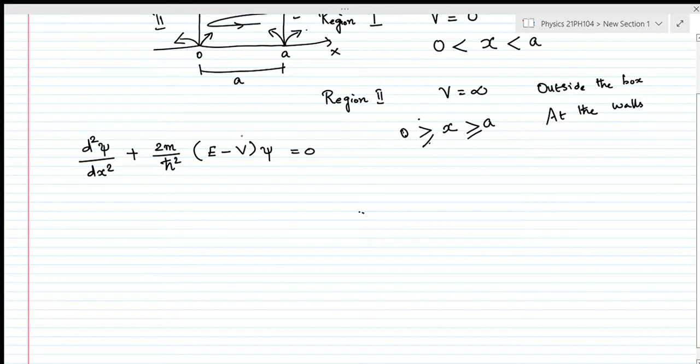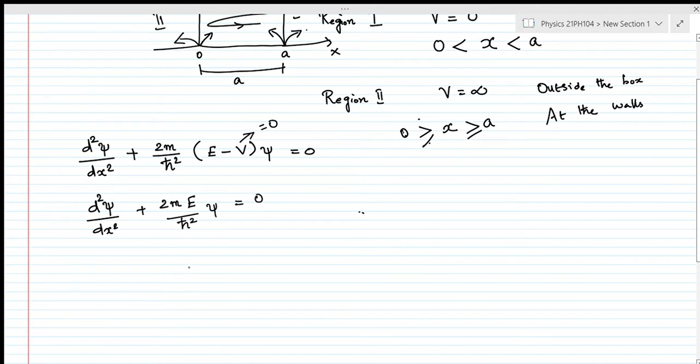Since the potential energy of the particle inside the box is 0, this can be rewritten as d square psi by dx square plus 2mE by h cross square psi is equal to 0. Here, since we have got only one-dimensional motion, only ordinary differentiation is taken.